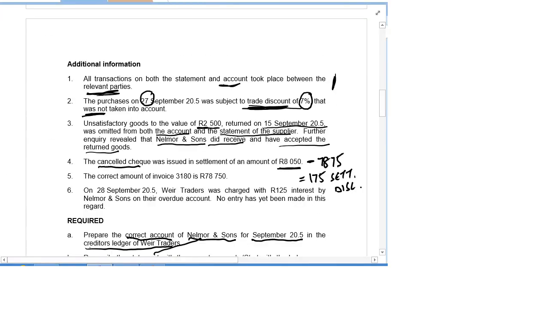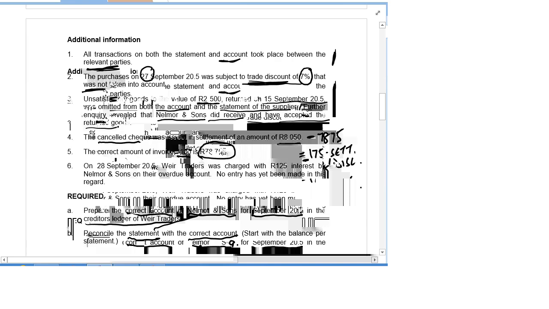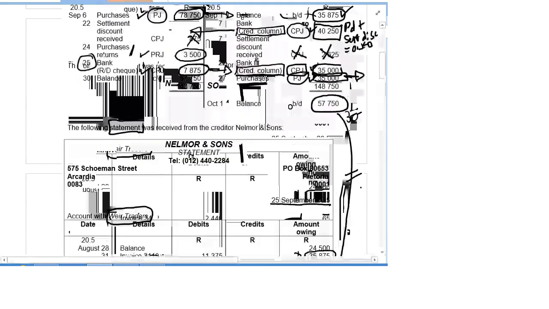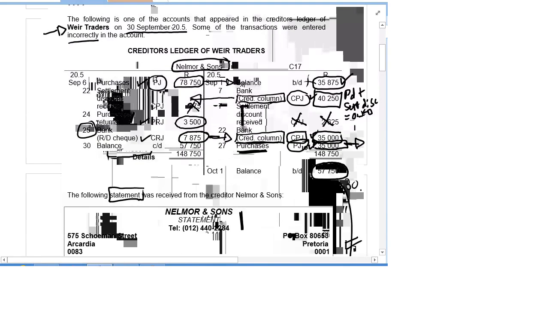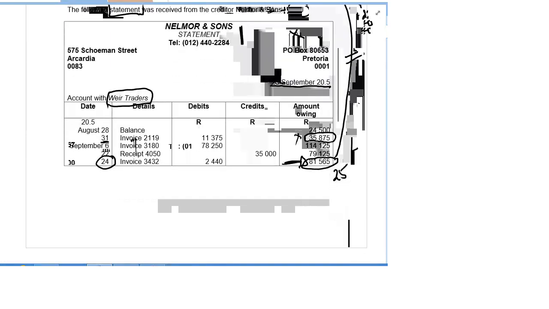If we now go back to the question, they tell us item number 5, invoice 3180 is for 78,750. So now I've got to go back and look in the question. I see here there's purchases of 78,750. Those purchases were posted on the wrong side. We have to post it on the credit side. But if you go and look at the statement, so we are working with the statement for September. Here on the statement for invoice 3180, they showed the incorrect amount.